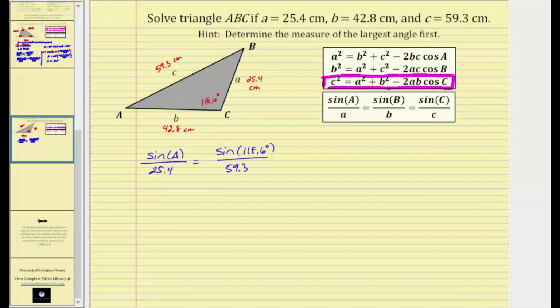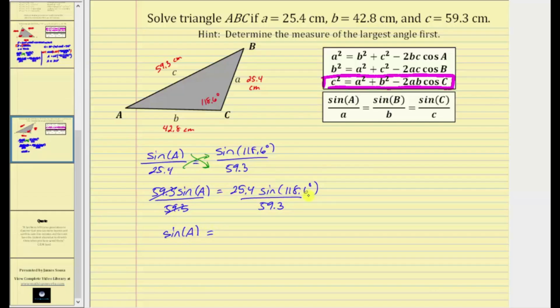And now let's go ahead and cross multiply and solve for sine A. This gives us 59.3 times sine of angle A is equal to 25.4 times the sine of 118.6 degrees. And now we divide both sides by 59.3. Simplifying, we have sine A is equal to the quotient on the right. And now we take the inverse sine on both sides of the equation to solve for angle A, which gives us the measure of angle A is equal to the inverse sine of this quotient.